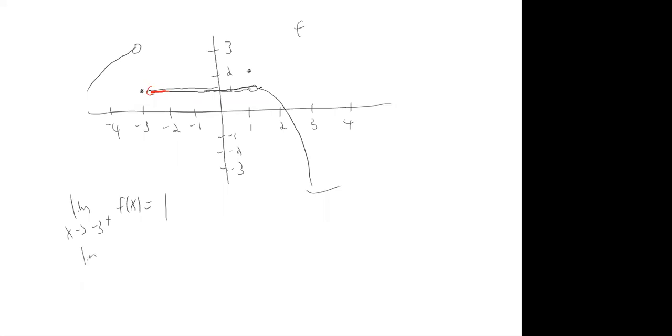Now the limit as x goes to -3 from the left. What is that?